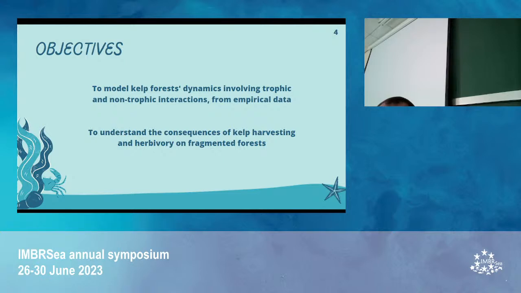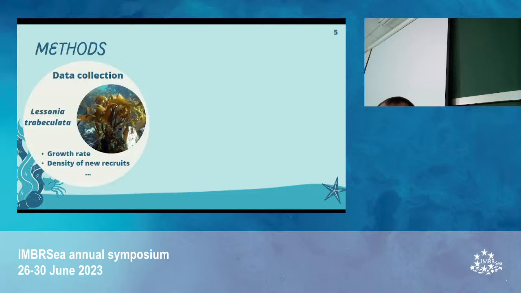And on top of this model, we added some additional pressures, such as herbivory, harvesting, but also fragmentation, to see how the dynamic of the model would be. So first, we started with the data that we had that was collected between 2018 and 2022 in central Chile, in Punta de Tarata. In this place, there is a big forest of Lessonia trabeculata, in which lots of parameters were measured, such as growth rate, mortality, and many others. All the parameters were measured in the forest, on the edge of the forest, and outside the forest.